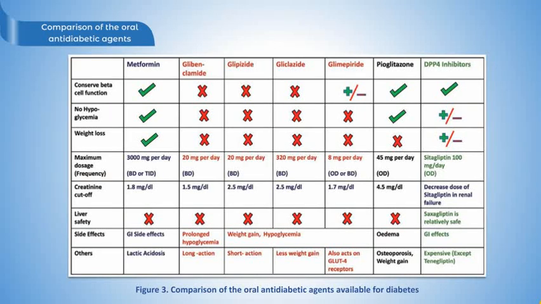The next one is pioglitazone. It will conserve beta cell function and does not cause hypoglycemia, but it will not reduce the weight of the patient. As for the maximum dosage of pioglitazone, it was 45 mg per day and will be consumed by the patient once a day. As for the creatinine cutoff, it was 4.5 mg per deciliter. And for the liver safety, it was not safe and has a side effect of edema.